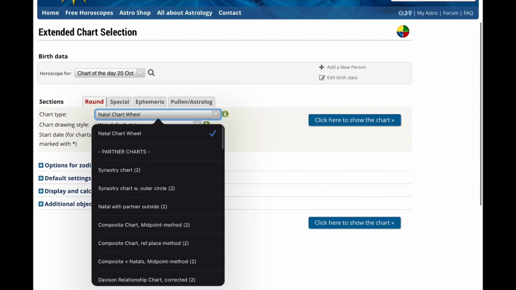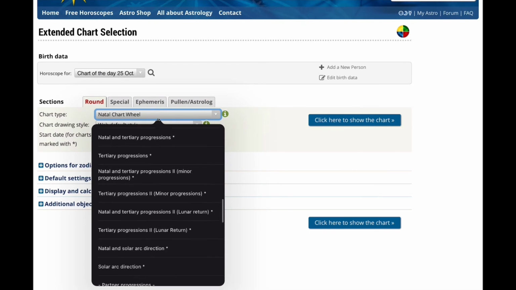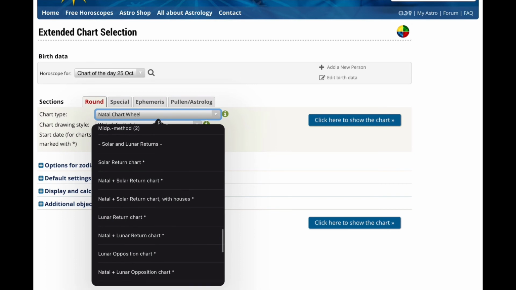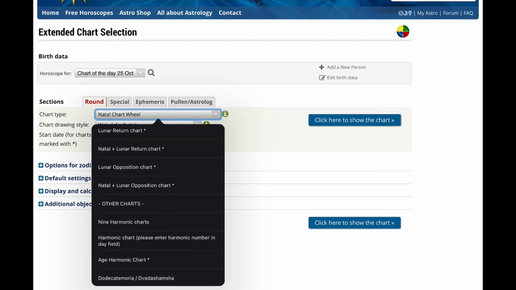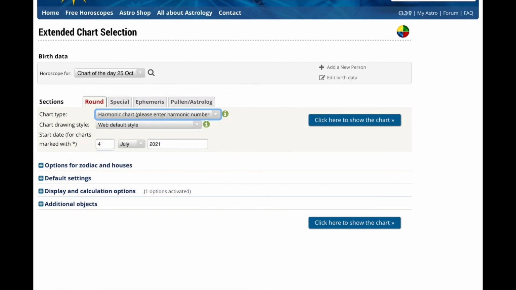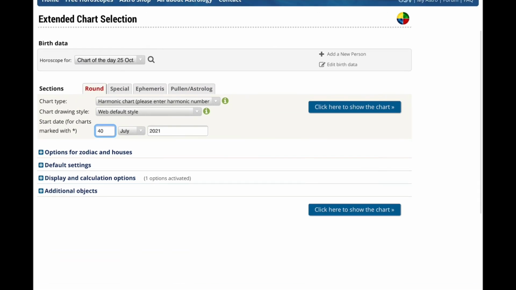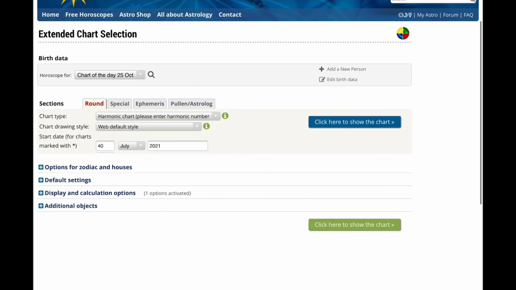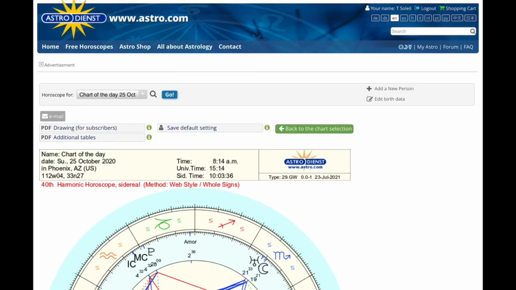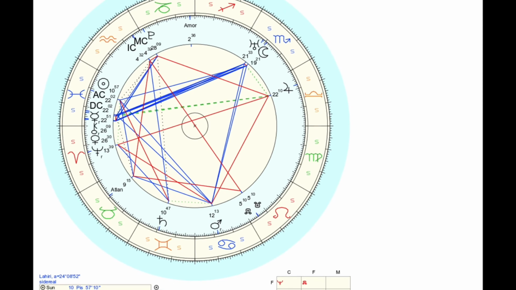So basically, when we scroll down, keep scrolling, you see where it says harmonic chart. Now see how it says please enter harmonic number in the day field? We're going to put the number in that day field. Where it says start date, when you see that, you click here to show chart. You'll see that it'll pull up a divisional chart for you.